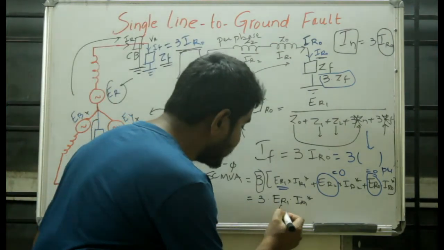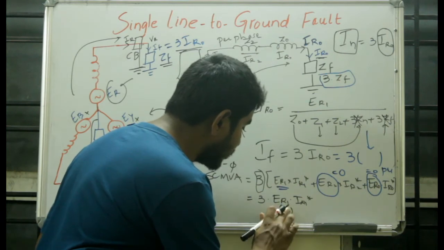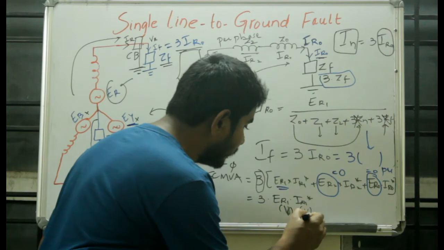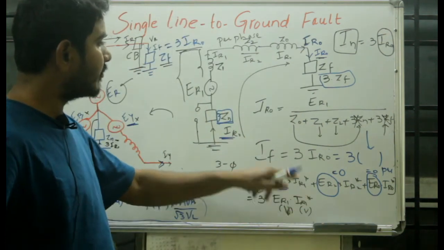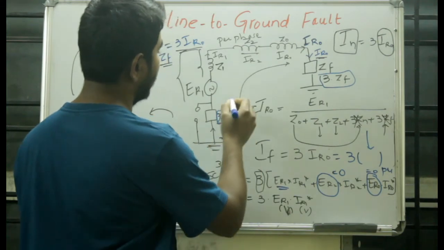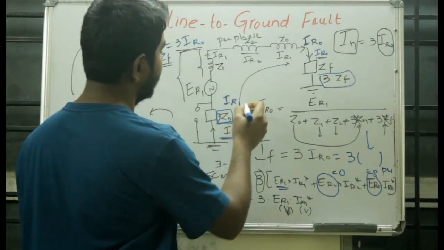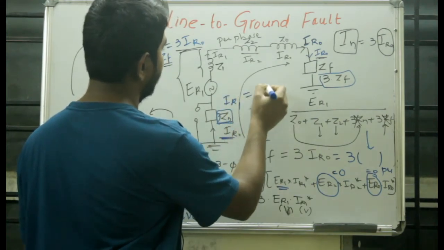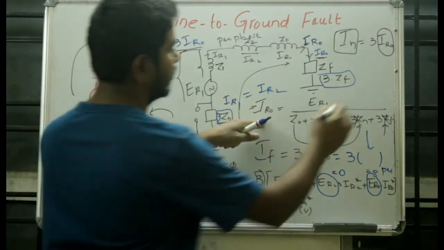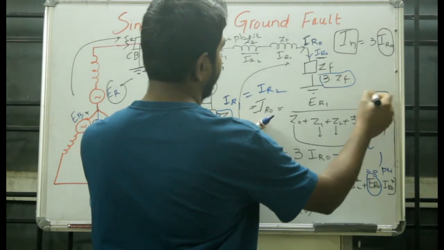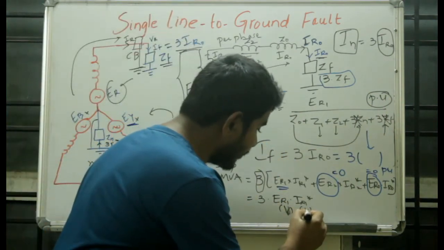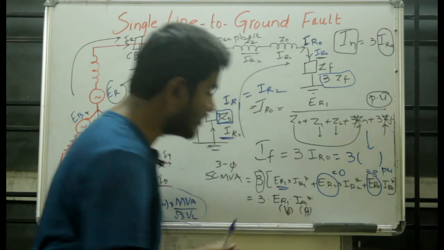Again, this is the actual value. We write ER in volts, and IR1 in amperes. Now IR1 can be simply found because you know that IR0 will be equal to IR1, and IR1 will be equal to IR2. This is the per unit value again, please remember this is per unit. Sorry, this is amperes, so this is volts and this is amperes, actual values.